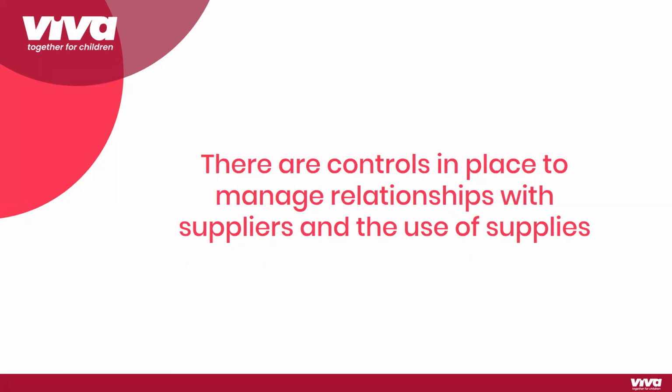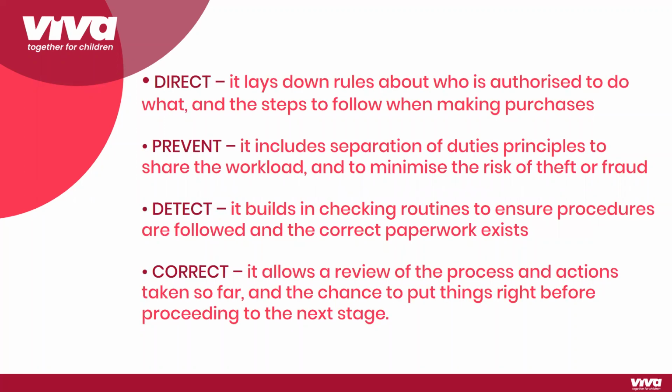So if we think back to those 4 actions we looked at before: direct, prevent, detect, and correct. When we're thinking about suppliers, we can also apply these internal controls. So for direct, we are going to lay down rules about who is authorized to do what and the steps to follow when making purchases.